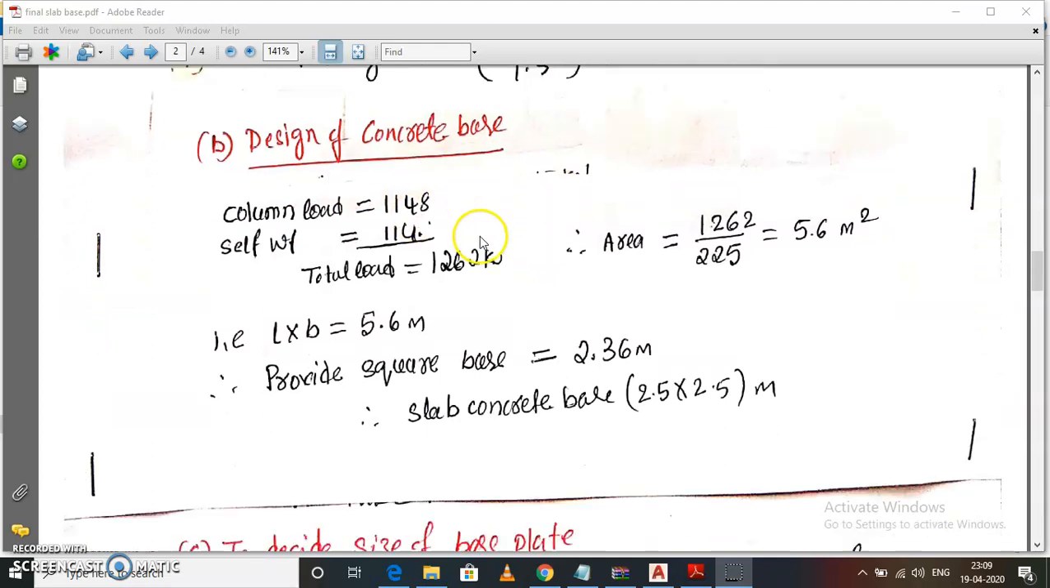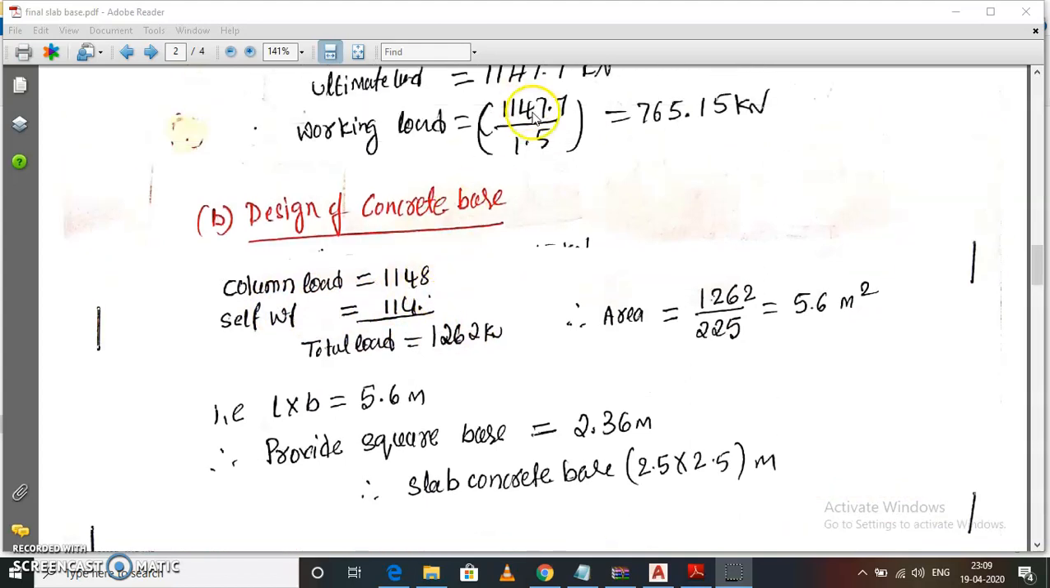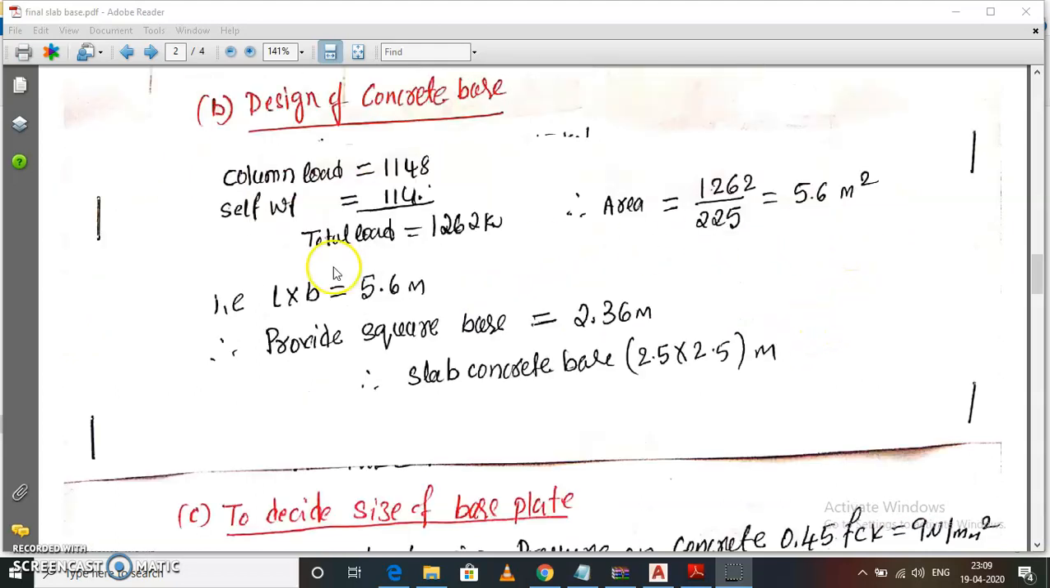Now, design of concrete base. The column load is 1148 kilonewton. Self weight of the foundation, we have taken 114. Therefore, the total load is 1262 kilonewton. Therefore, the area required of the concrete foundation is equal to 1262 divided by SBC of the soil, that is 5.6 meters square. That is, area is L into B.